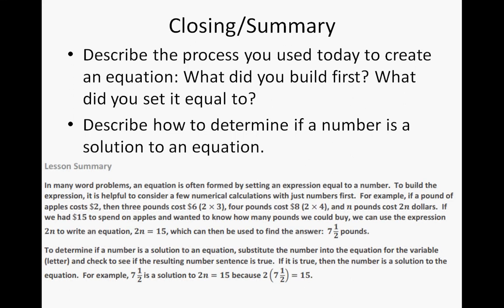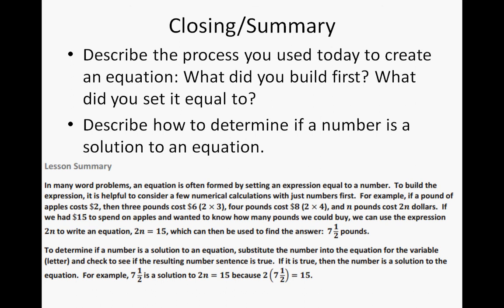And to summarize, in many word problems, an equation is often formed by setting an expression equal to a number. To build the expression, it is helpful to consider a few numerical calculations with just numbers first. For example, if a pound of apples cost $2, then 3 pounds would cost 6 because it's 2 times 3. 4 pounds would cost 8 because it would be 2 times 4. And n pounds would cost 2 times n dollars.